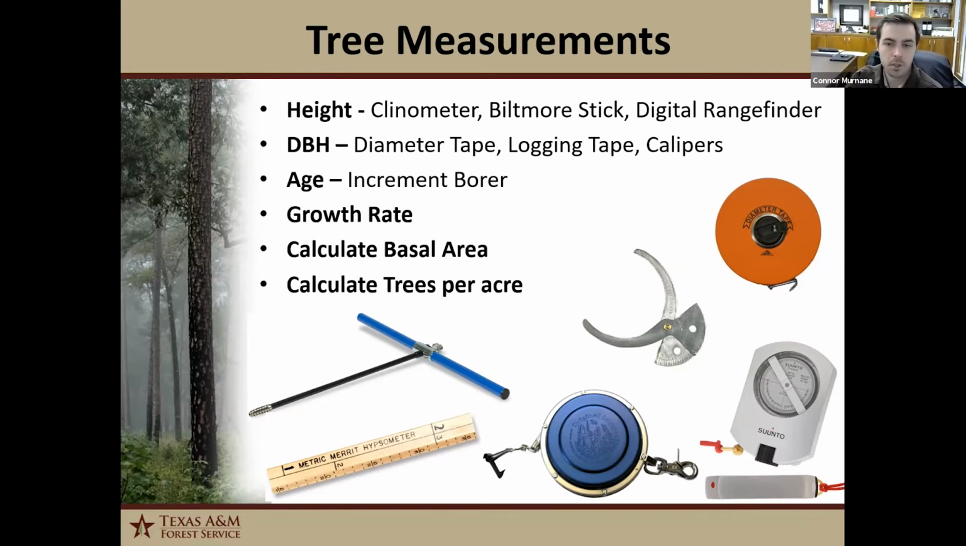But more often than not, you will use a clinometer or a Biltmore stick. Those can be easily made. And then you just stand back and measure the amount of logs you can get out of that tree.